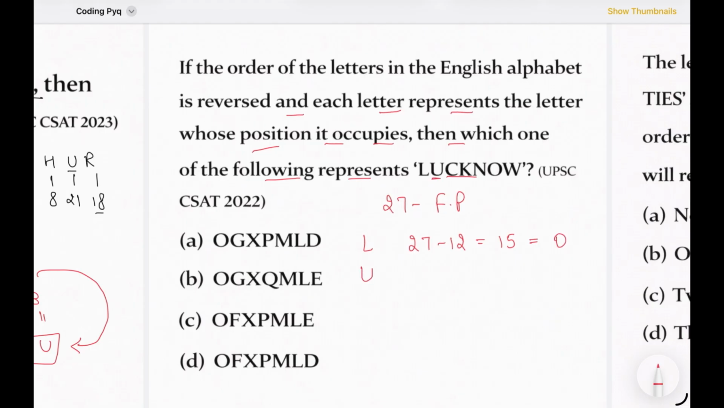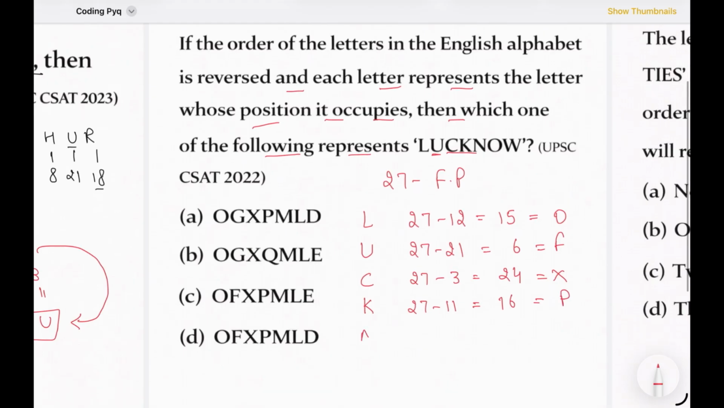The next letter we have is U. U is on 21st, so 27 minus 21 is 6. On 6th we have F. Next is C. C is on 3rd, 27 minus 3 is 24. On the 24th position we have X. Next is K. K is on 11, so 27 minus 11 is 16. On 16 we have P. Next is N.